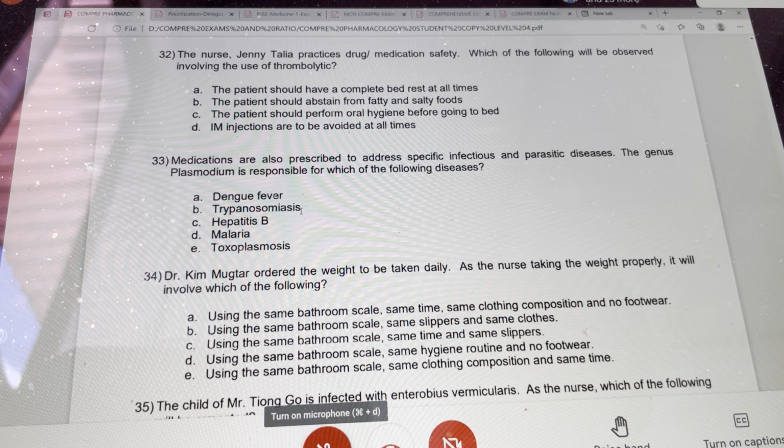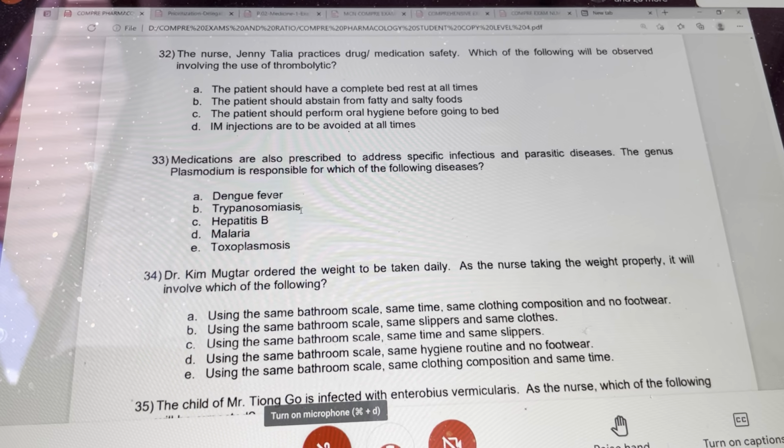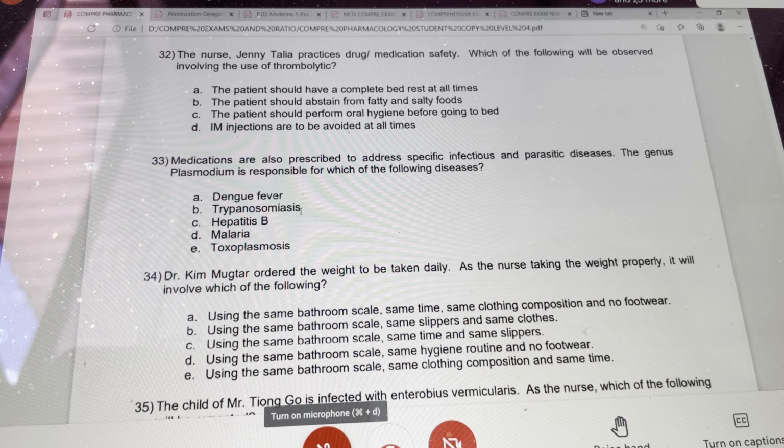Plasmodium vivax is the most common type of malaria inflicting people. Okay? Mas common ito sa general population as compared to the rest of the malarial subspecies.